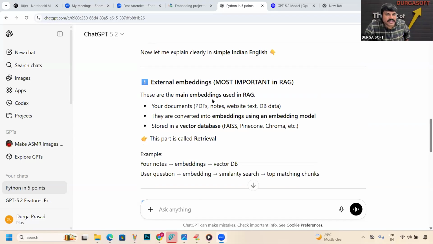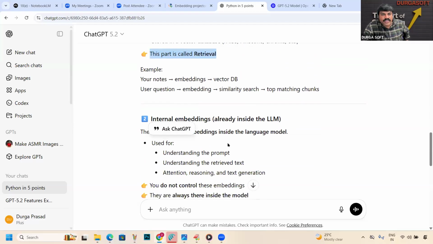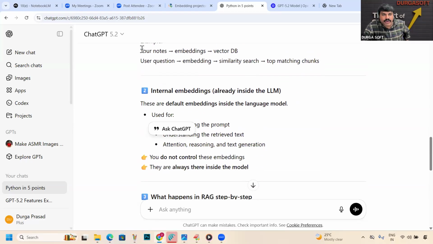External embeddings are the main embeddings used in RAG. External embeddings means our vector database embeddings: your documents are converted into embeddings using an embedding model and stored in the vector database. This part is called retrieval. Just observe this: your nodes are converted into embeddings and stored in the vector DB.